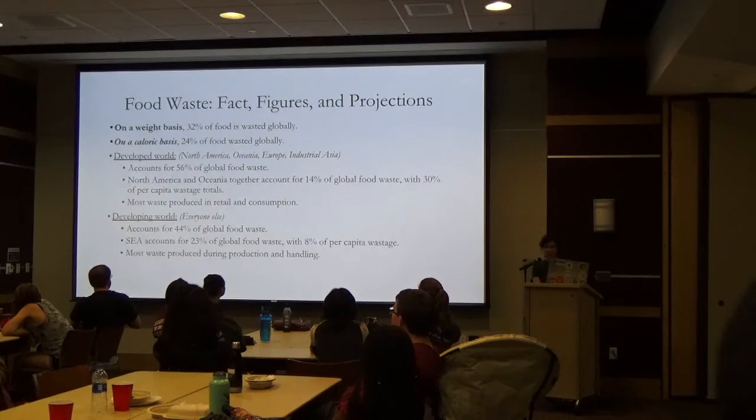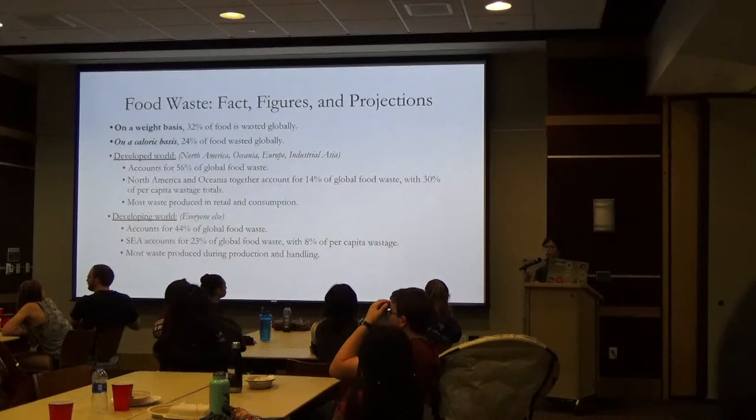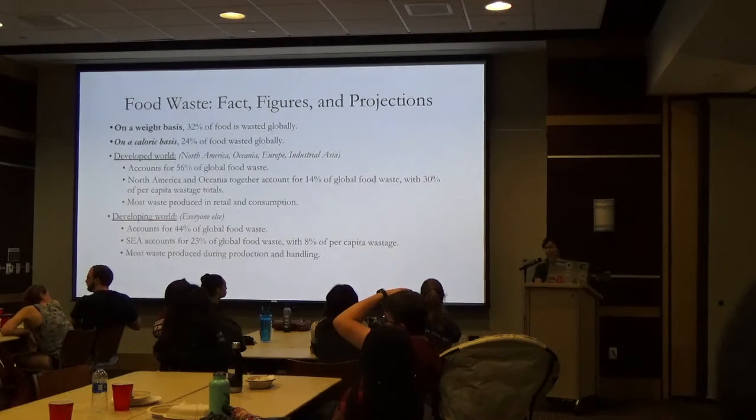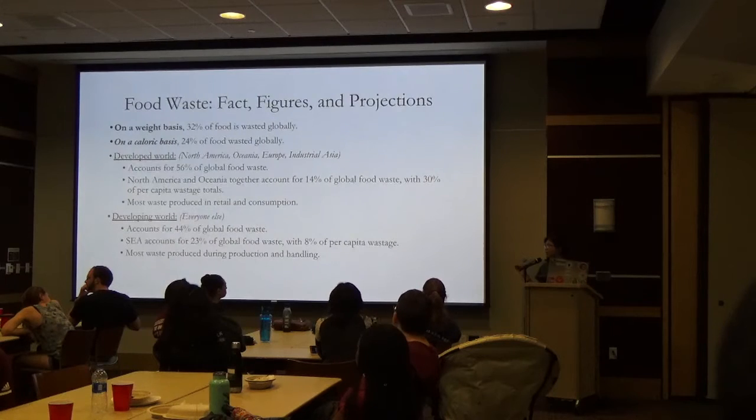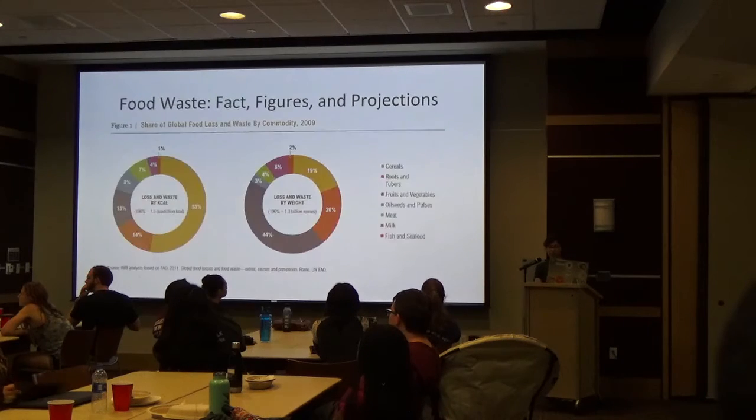And 8% per capita wastage. So on their end of the world, most of the waste that's happening is in the production and handling of it, because a lot of the time you'll see like, this star fruit is from China, you know, so in the process of it getting here, it didn't make it, it got bumped a couple of times too much. That is something that they can't really control, but we can definitely control the retail and consumption part on our end.